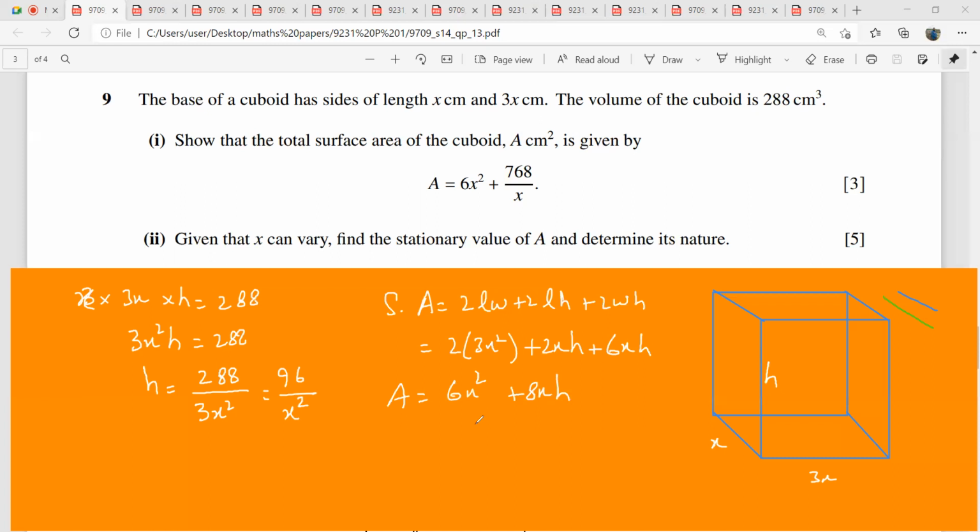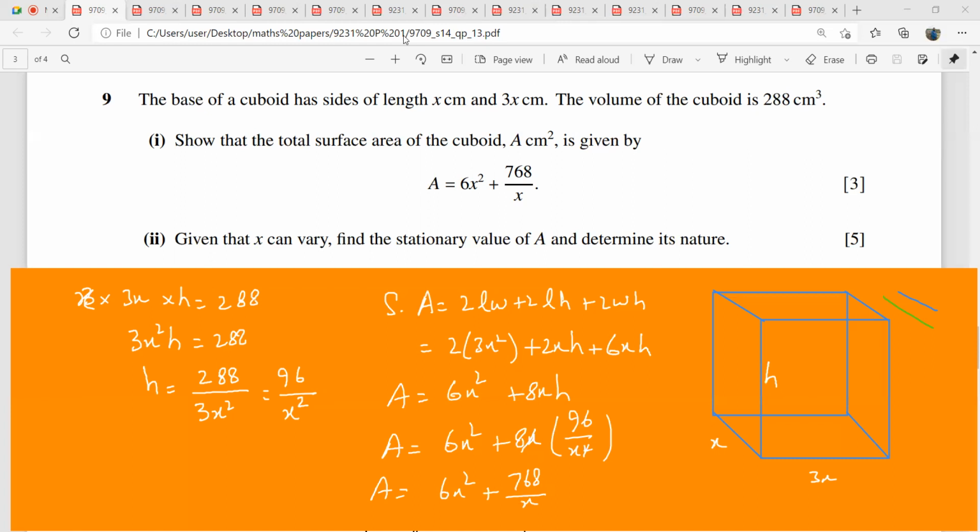So now you need to change this. You need to get rid of this h from here. So that is going to be 6x squared plus 8x times 96 over x squared. So x cancels by this. So we have 6x squared plus 768 over x. So this is all your O-level mathematics. And please see that again, he didn't ask you to write h in terms of x using this volume. So you have to think it yourself how to handle this. Okay?